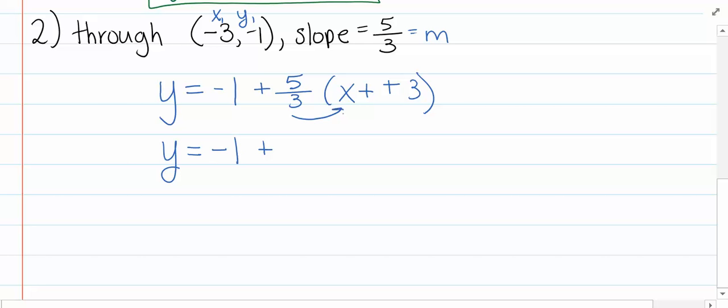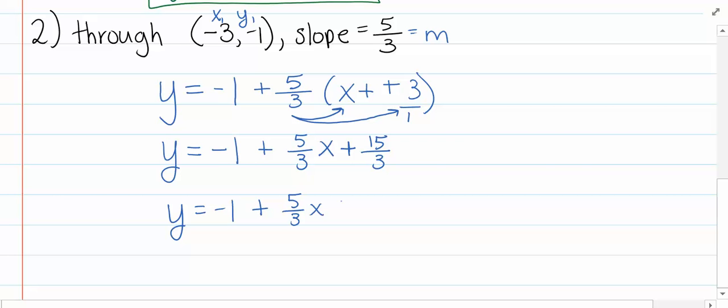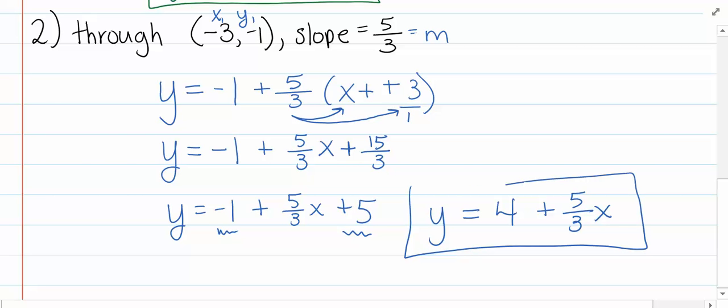5/3 times x is still 5/3 x. And then 5/3 times 3, be careful, 3 times 5 is 15. And then 1 times 3 is 3. Now, we know that 15 over 3 is going to simplify to just 5. Combine like terms. So y is going to equal 4 plus 5/3 x. That is all that you're doing. Just be careful as you work through it.